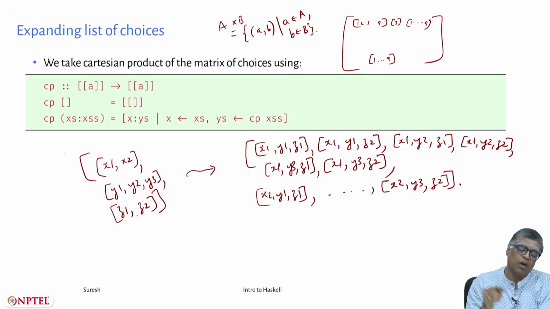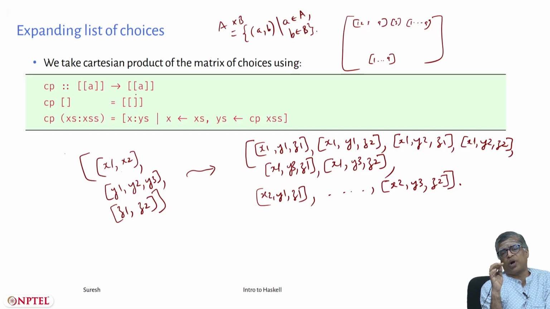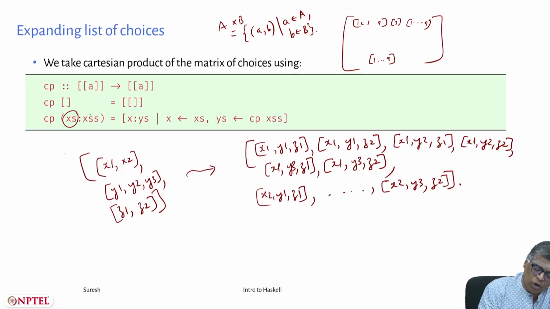That is my CP, and the definition is this: CP of the empty list. If I don't have anything at all, then my result is the singleton list consisting of the empty list. The Cartesian product of 0 sets is just the empty set. That is what this says. CP of x:xs, where I have a first element x followed by xs, the rest of the list, is x followed by y's, where x comes from x's and y's comes from the Cartesian product of xs.